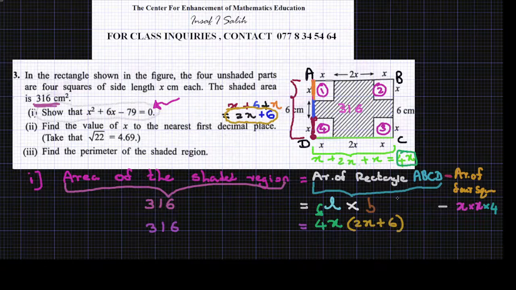4x is the length and 2x plus 6 is the breadth, so we are multiplying 4x by 2x plus 6. Subtract the area of all 4 squares collectively. x into x is x squared, times 4. What is x squared times 4? That is 4x squared.